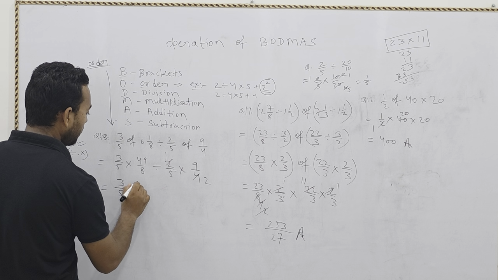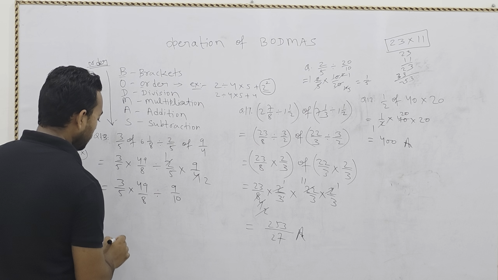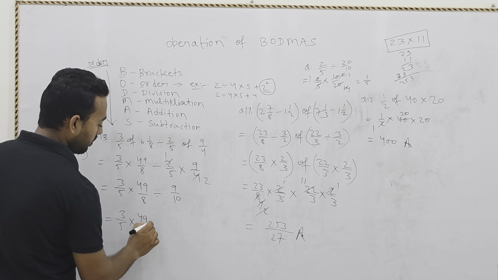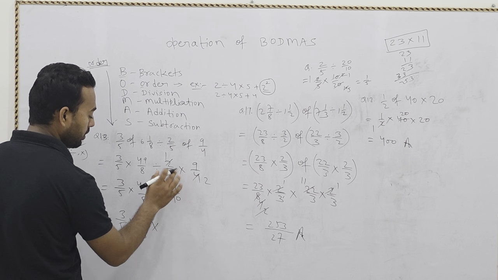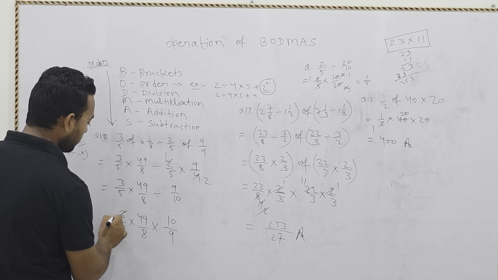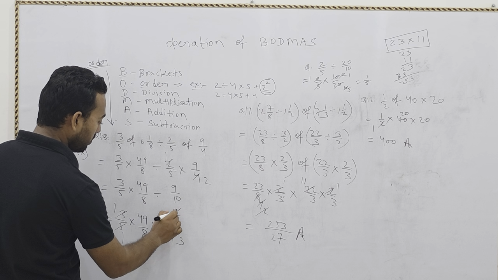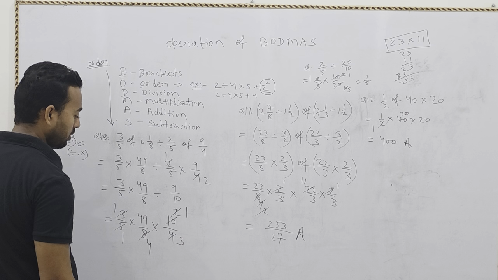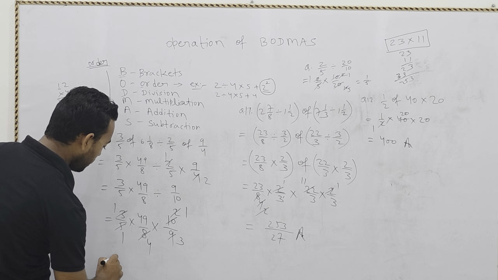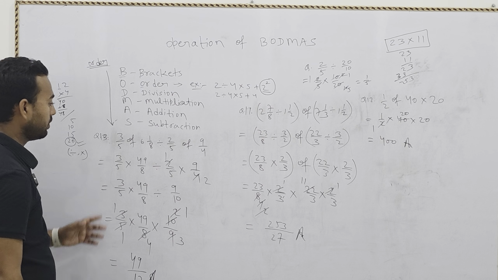Now 3 by 5 multiply 49 by 8 divide 9 by 10. Here 3 by 5 multiply 49 by 8. This divide will be converted into multiply, then the denominator becomes the numerator. Now we can cut here: 3 cuts 3 times, in the table of 5, 10 cuts 2 times, in the table of 2, 8 cuts 4 times. Now it will not cut by 3. So 49 by 12 will be the answer of this question.